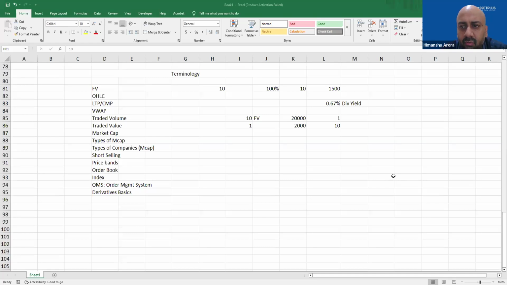So, face value, what is the role of face value? Sure, Bharat. The role of face value is that it is used to declare corporate actions. For example, on 100 rupees of face value, I'm declaring a dividend.